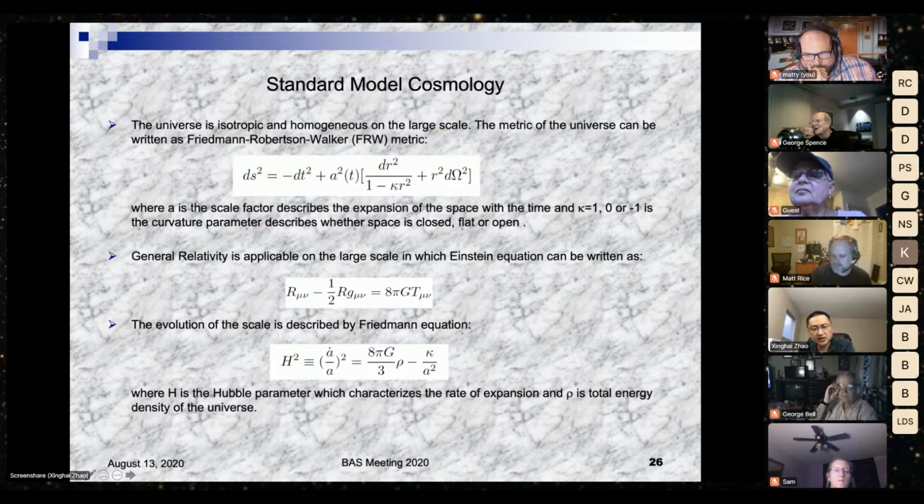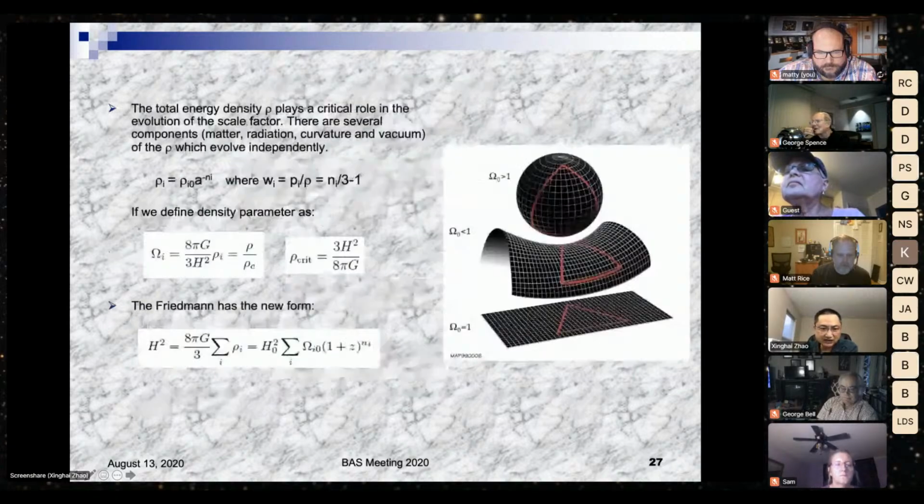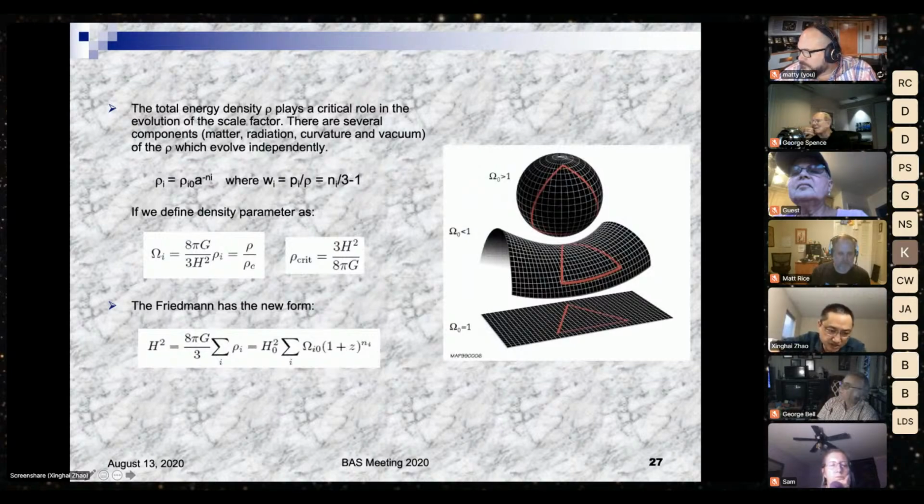And then H squared is defined by a dot over a, where a dot means the time evolution of a. That really contains information about the size of the universe. That equals 8 pi G, the gravitational constant, over 3, times the sum of rho i. This rho i is the actual energy density of each component: matter, radiation, curvature, and different forms.